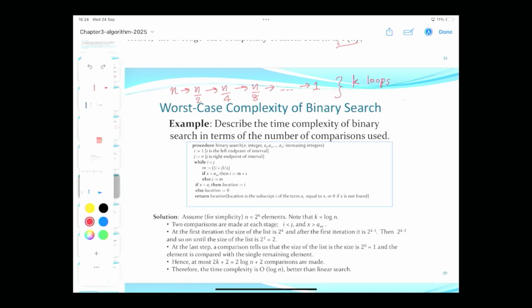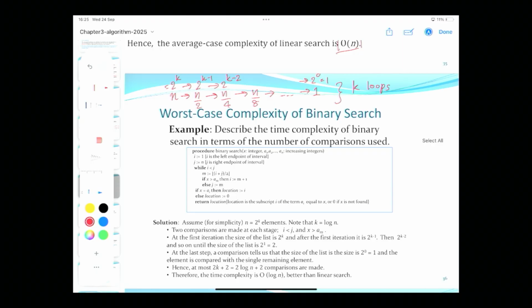That is, first we have n equal to 2 to the power of k, and so on till we get k equal to 0 or 1. Just like if we have 16 first and then 8, 4, 2, 1, right? So the number of times we get into the loop would be k loops for 2 to the power of k, integer.